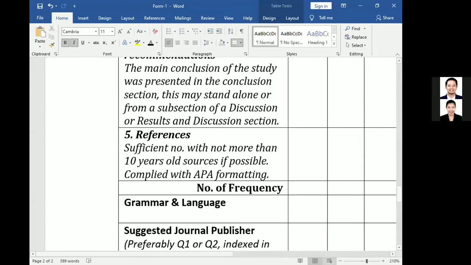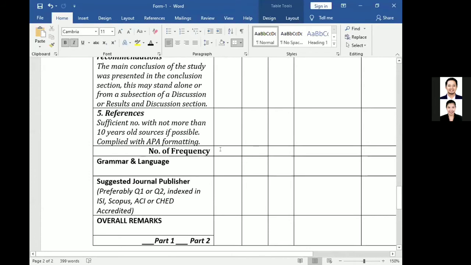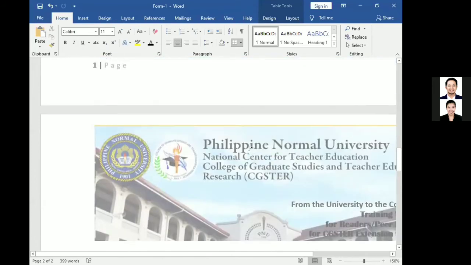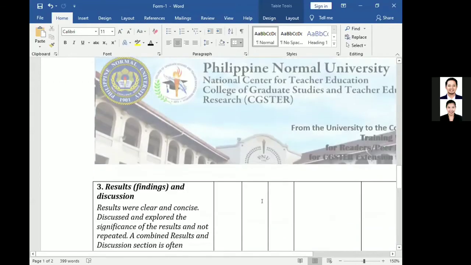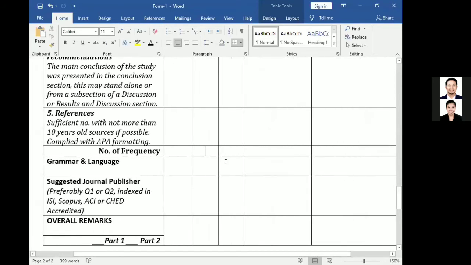Now, after that, you need to fill in the number of frequencies on how many times each level of compliance occurred. Okay, so you have to write it there. Now, there is also language and grammar where you need to write also. You will not write the level of compliance anymore, but instead you write the strong points as well as the recommendation.